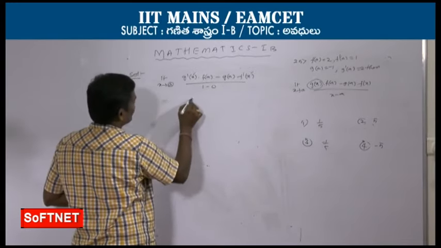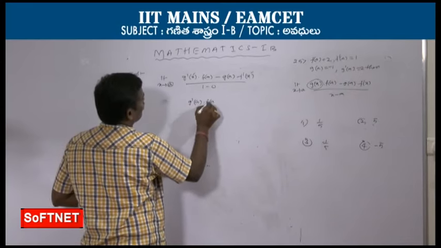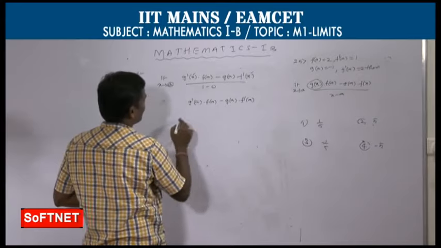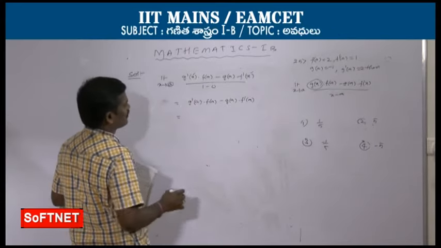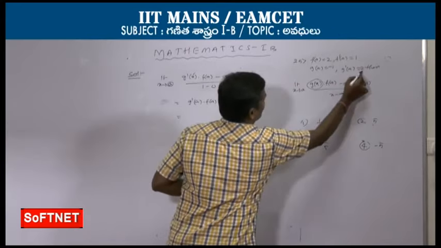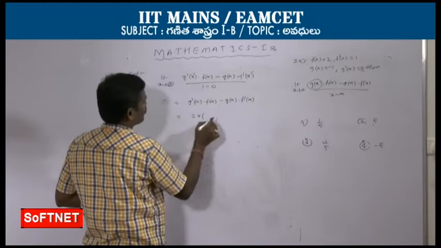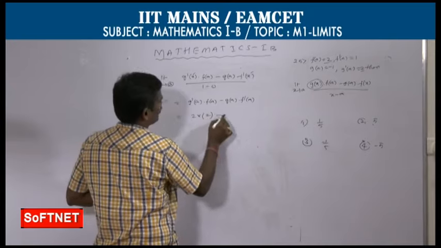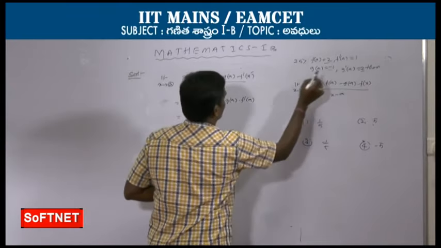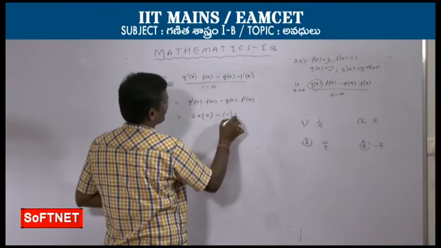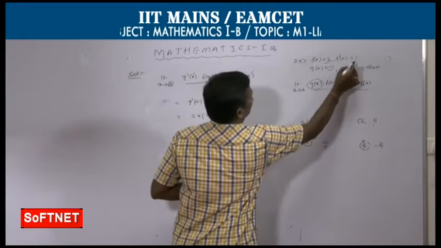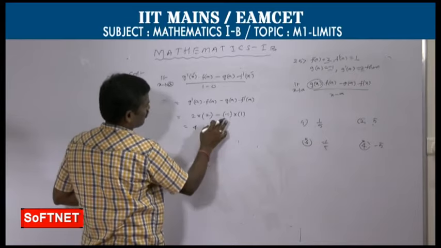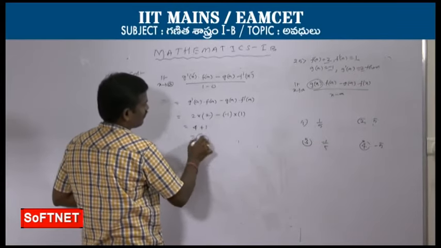So that is g dash of a into f of a minus g of a into f dash of a by 1, no need of writing. So g dash of a is what? 2 into f of a is what? 2. Minus g of a is minus 1. So g of a is what? Minus 1 into f dash of a is what? 1. So 2 times 2 is 4, minus minus 1 is plus 1. So answer is 5. 5 is the option.